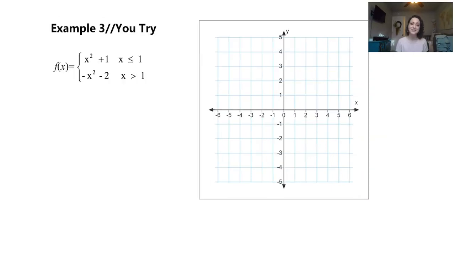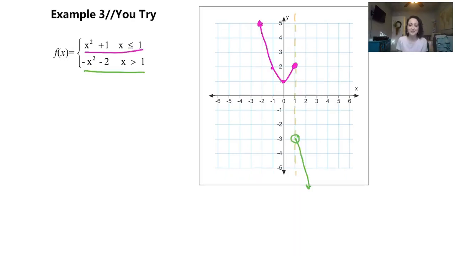And force a pause on your screen. Can you please try this one on your own? Hit continue when you're ready to see the answer. All right, here's what we should have gotten. Be very mindful of which one has the open circle and which one has the closed circle. Make sure yours passes the vertical line test always.